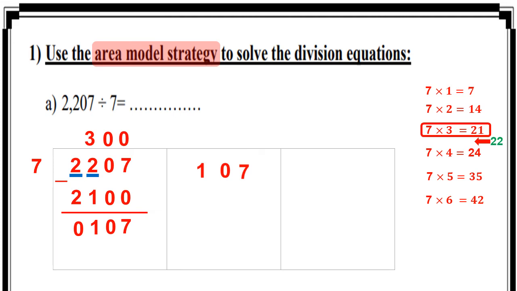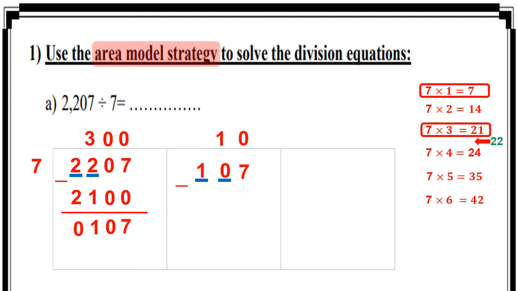We will start from the 1. 1 divided by 7 can't be. So I will take another digit, 0. It will be 10 divided by 7. Yes, big divided by small, it can be. So we will search in the table of 7 for a number close and less than 10. We have here 7, super. So we will write 1 up, and instead of this 7, we will put 0.